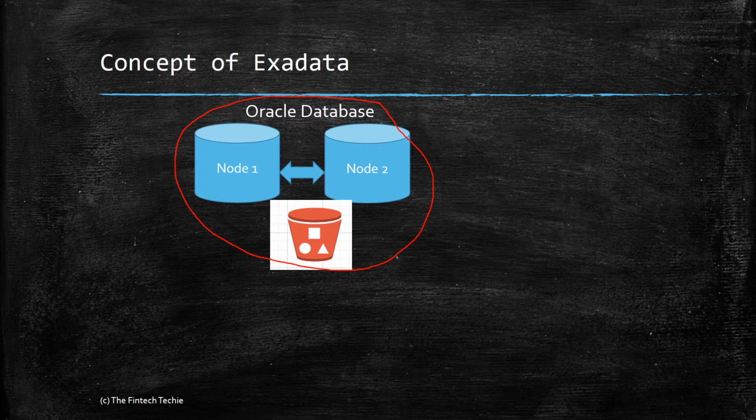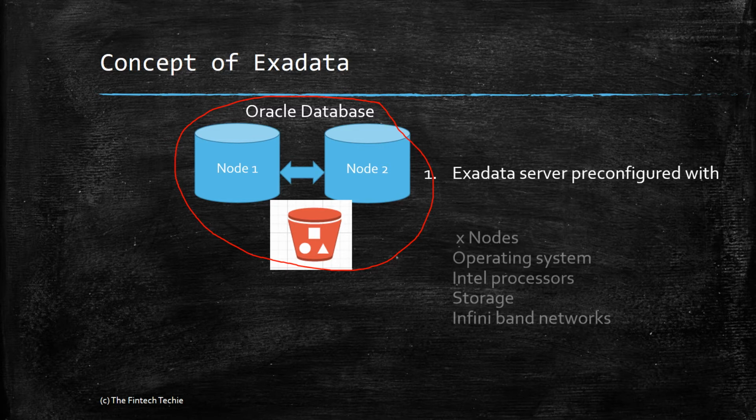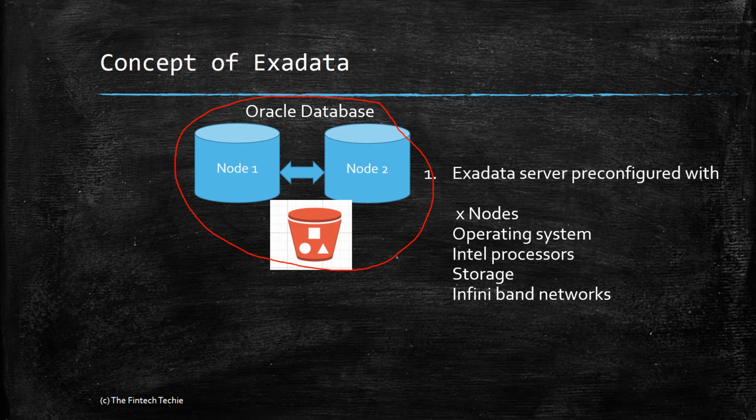So in this case, you're going to have a two-node rack. There could be cases where you get a 4-node or an 8-node rack as well. We will see later in this course. However, this is a pre-configured network, which means that it has X nodes, could be 2, 4, or 8.